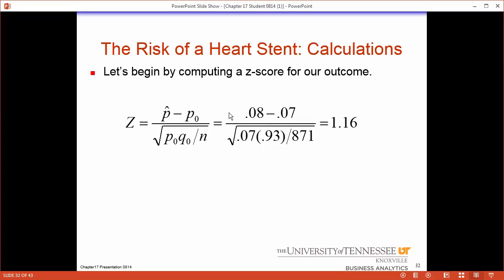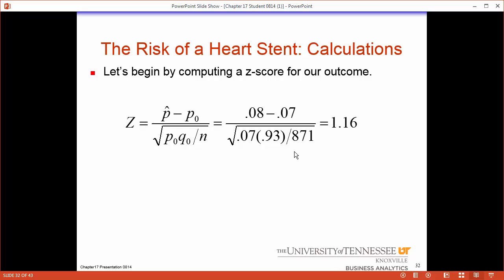We observed 8% in the sample proportion, and we expected 7% according to the null proportion. Once again, I want to make this clear. The standard deviation of this distribution is based on the null proportion and the complement of the null proportion. So this is 0.07 and 0.93 right there, as we see. P naught and Q naught are right here and right here. They add up to 1. The bottom portion is the standard deviation for this distribution.